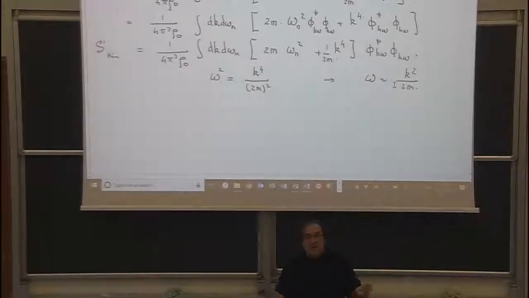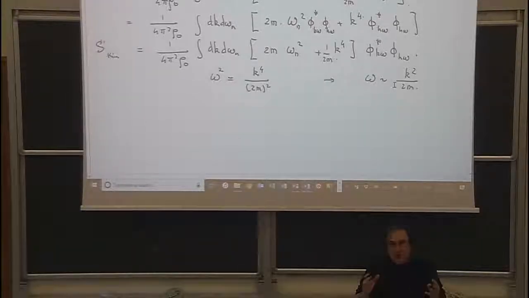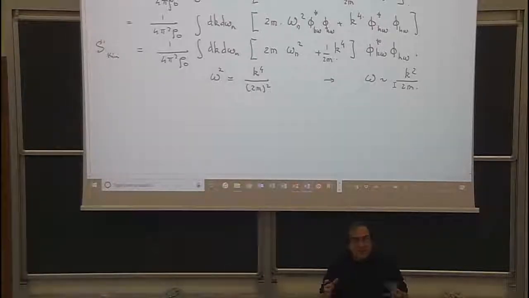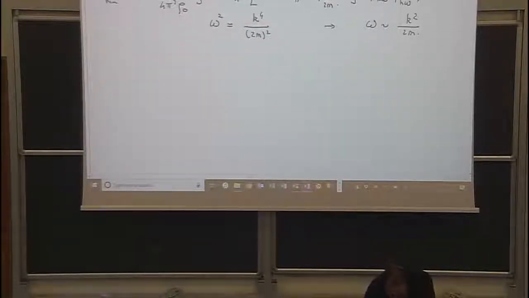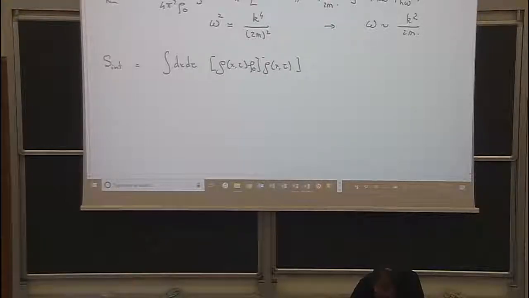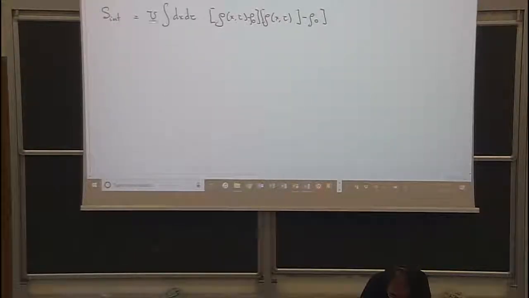Now, the second part, the interactions. That was the problem in the single particle language. The interaction term is a nightmare. So let's write the action for the interaction. This is the integral of dx d tau of rho of x and tau times rho of x and tau minus 1. I subtract the average value to really look at the fluctuations. And I will put here a factor of u. I can put u over 2, it doesn't matter.